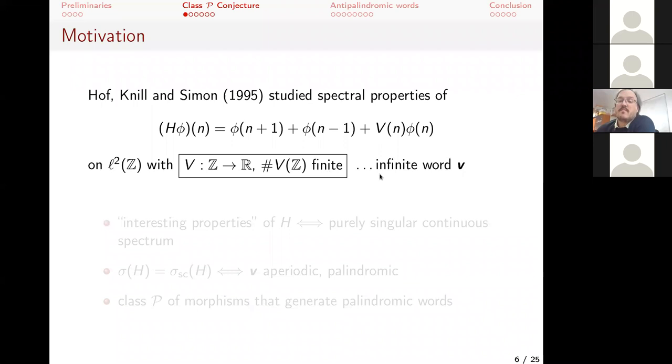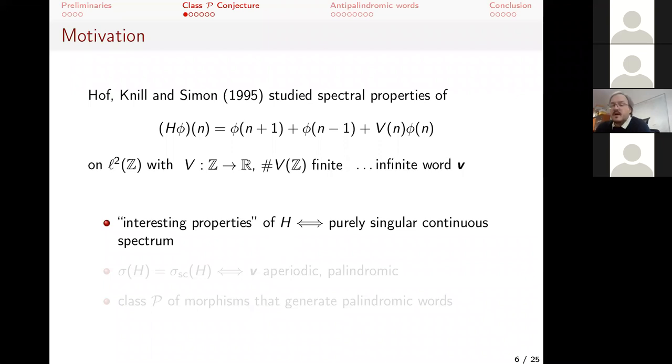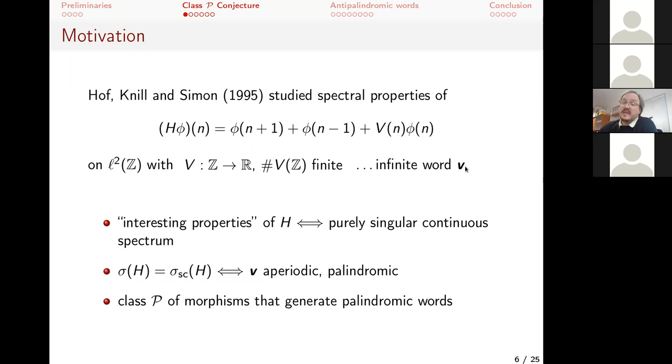And this is actually the thing which they used in their paper when they studied properties of this operator. Well, I do not understand the physical stuff, but the big picture is that the operator, or the thing which it models, has some interesting properties if and only if it has purely singular continuous spectrum. And they were able to show that this operator has a purely singular continuous spectrum if and only if this infinite word V, which is a model of the potential in the operator, is aperiodic and palindromic. Palindromic means it contains an infinite number of palindromes.